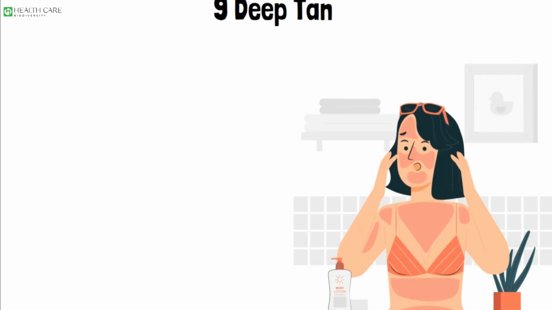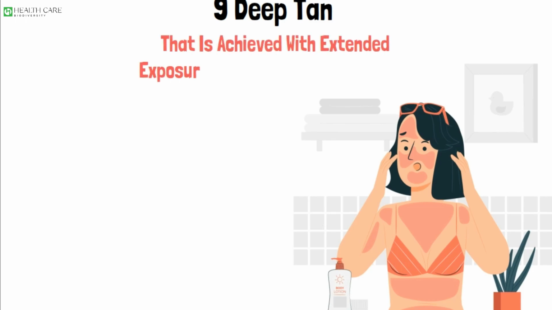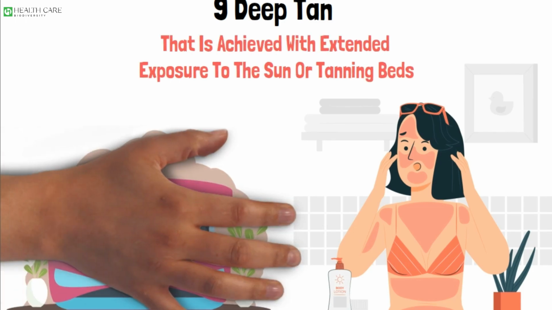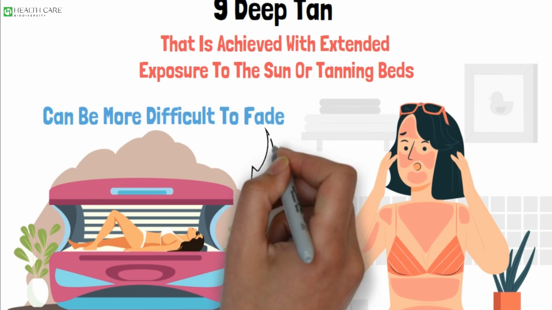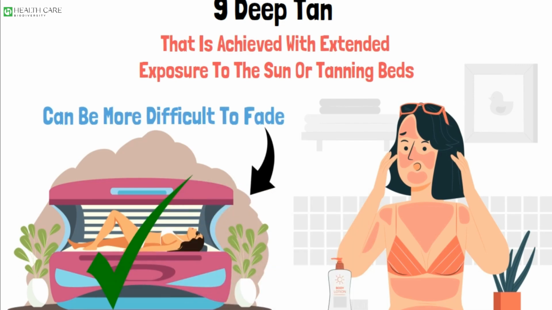Deep tan. A deep tan is a darker and more pronounced tan that is achieved with extended exposure to the sun or tanning beds. It usually takes longer to develop and can be more difficult to fade.